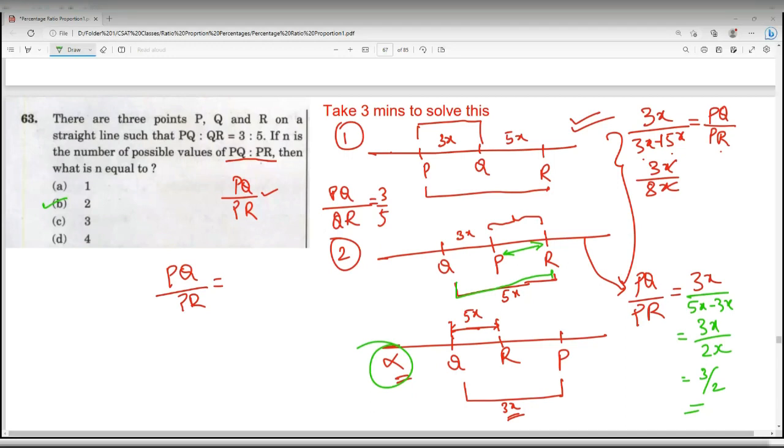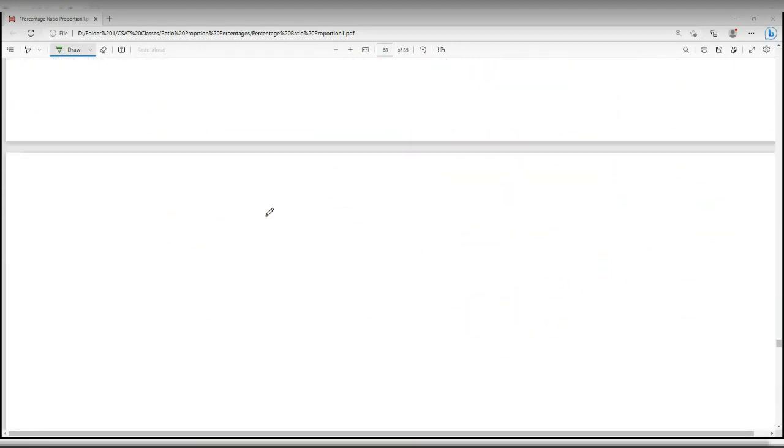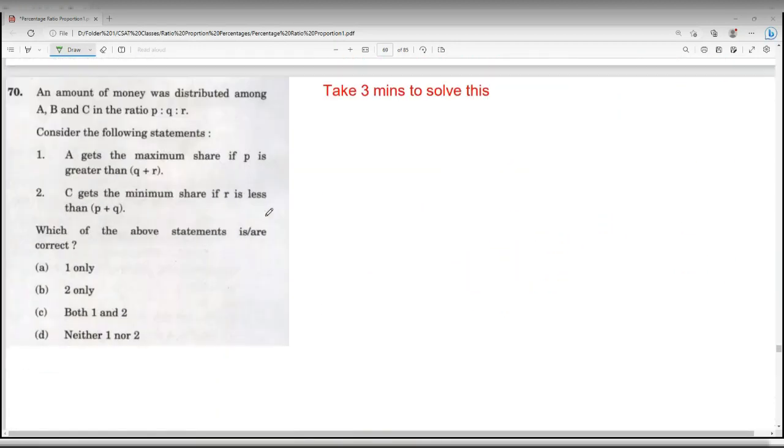I hope this is clear. If you have any doubt, please ask. If there are no more doubts, we'll move to the next question. Take 3 minutes to solve this.